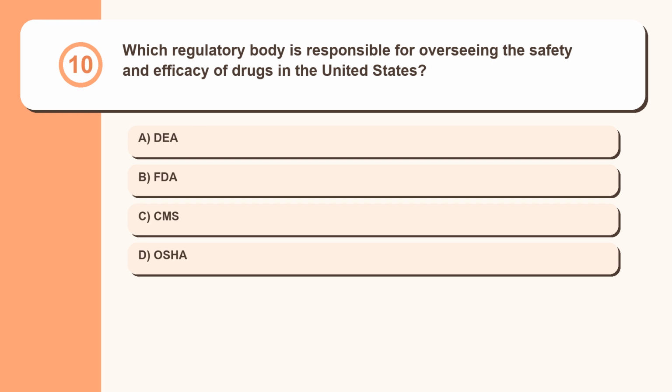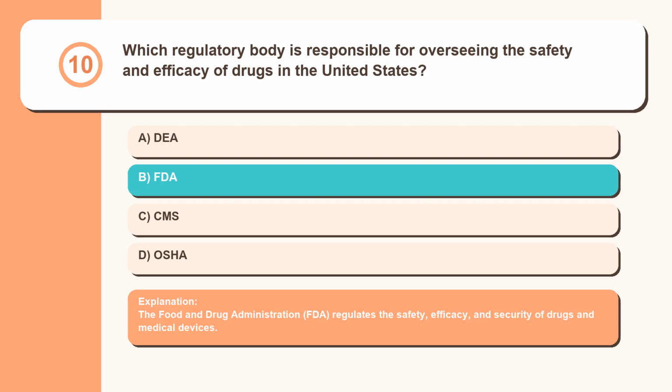Question 10. Which regulatory body is responsible for overseeing the safety and efficacy of drugs in the United States? DEA, FDA, CMS, OSHA. The Food and Drug Administration, FDA, regulates the safety, efficacy, and security of drugs and medical devices.